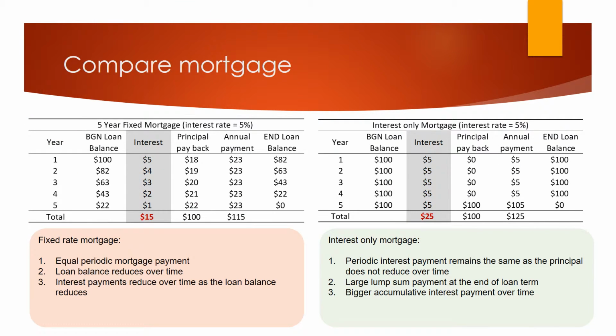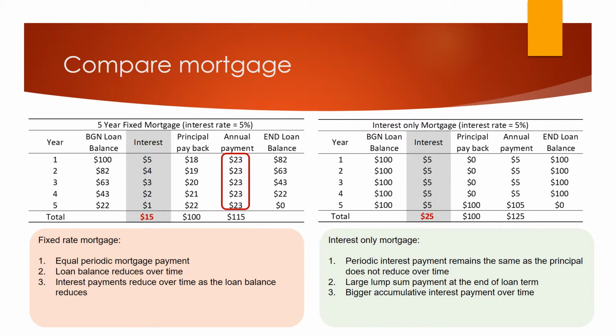So let's now compare the two examples side by side. Fixed-rate mortgage on the left and interest-only mortgage on the right. The first difference is on the mortgage payment. A fixed-rate mortgage has equal mortgage payments. Each payment includes both interest and principal portion. In this case, $23 per year.